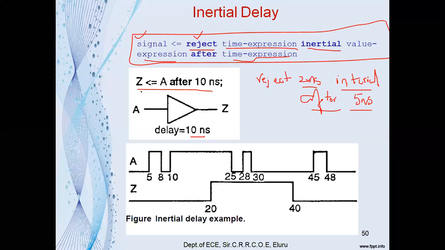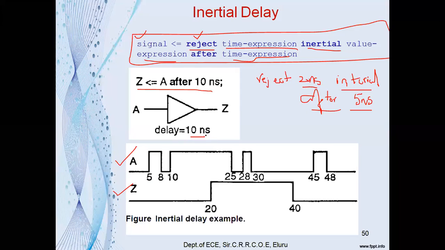So here the Z is assigned A after the 10 nanoseconds, which means that the input signal is accepted at the non-inverting buffer only after the 10 nanoseconds. Even if there is any change in the state of the signal, it will not be considered, and the input is accepted only after the 10 nanoseconds here. So now see this example here. A is the input signal and B is the output according to the input signal A.